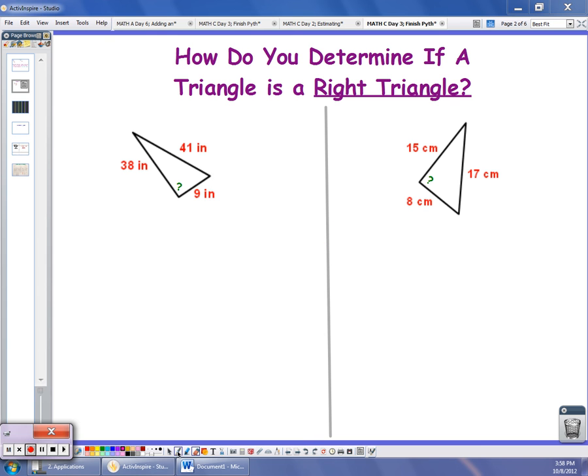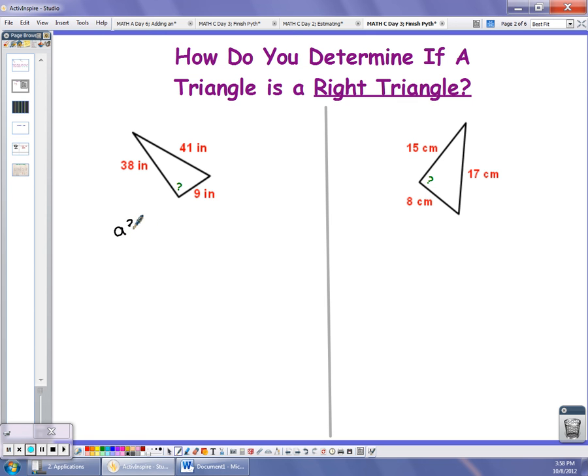Today we're going to go ahead and use the Pythagorean theorem in order to determine if a triangle is a right triangle. Now on the left we have our first example. We have a triangle with sides 38, 41, and 9. Pythagorean theorem only works for right triangles.